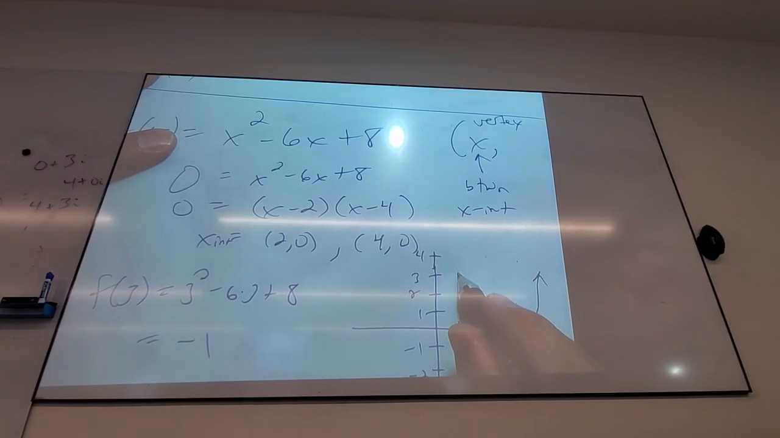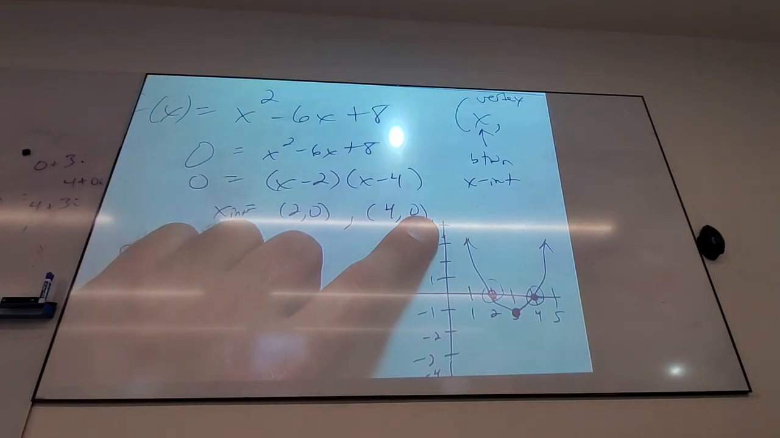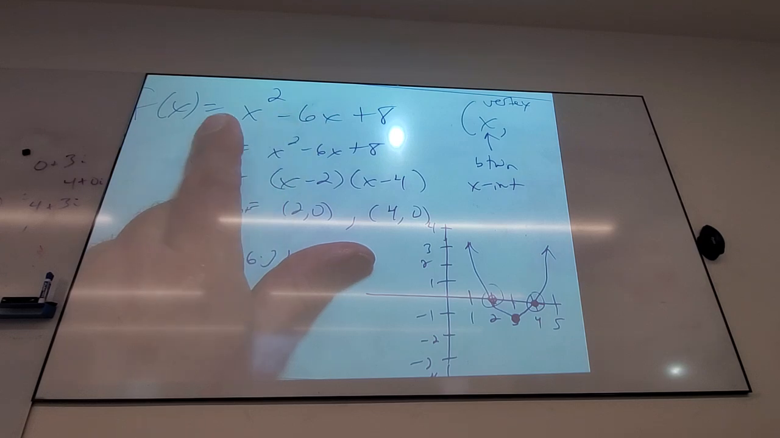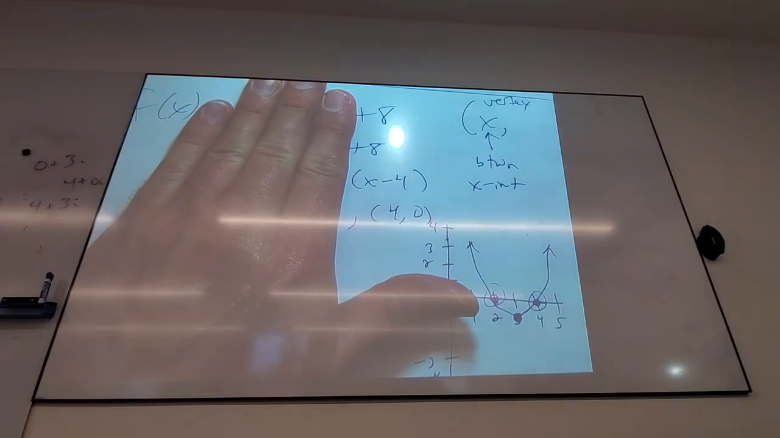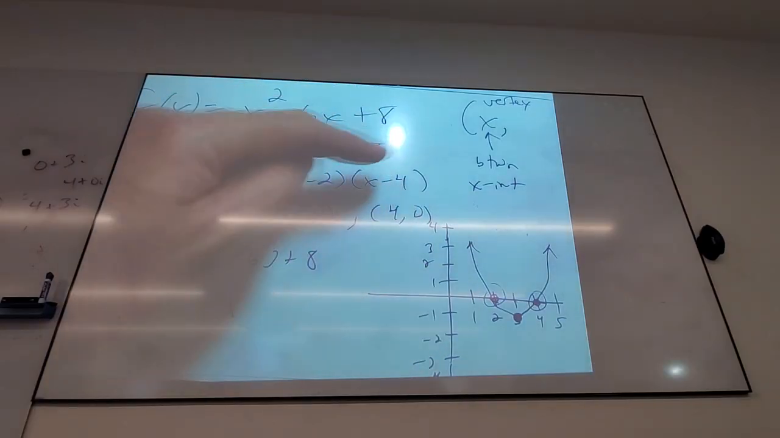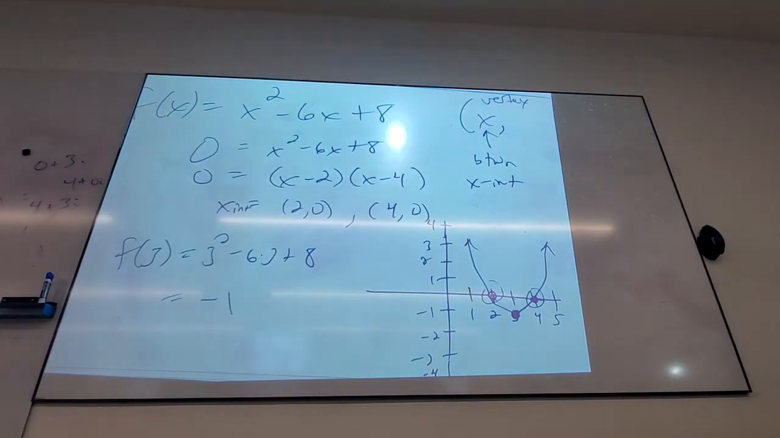You can go one step further, although it wouldn't really fit on my graph. How do you find the y-intercept? Make x 0, so what's the y-intercept? 0, 8. And then if you made your scale good enough, you can plot that point.